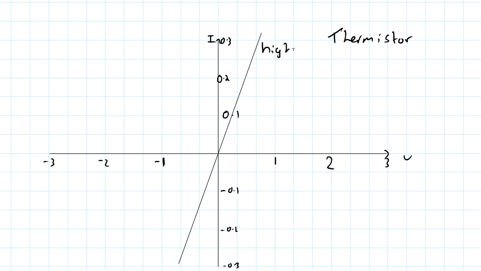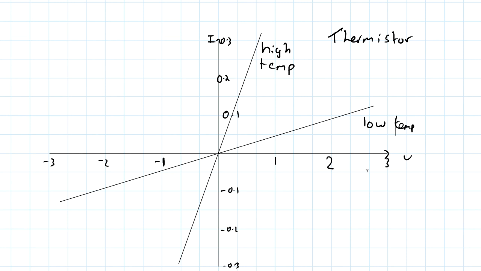So this is high temperature. Whereas at a lower temperature, the resistance is higher, and a higher resistance means a shallower line, like so, because the current is not increasing as it is being resisted. So low temperature, and it will look like that.